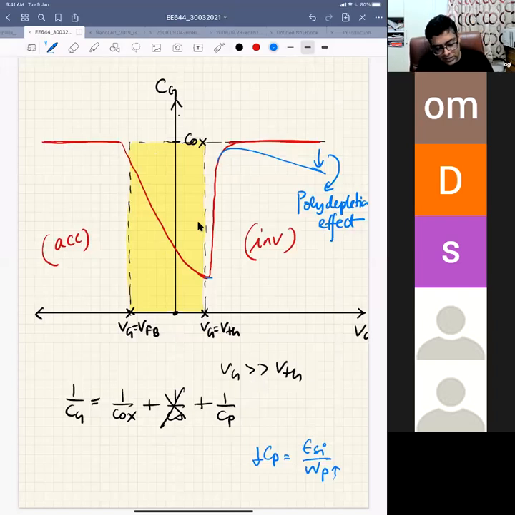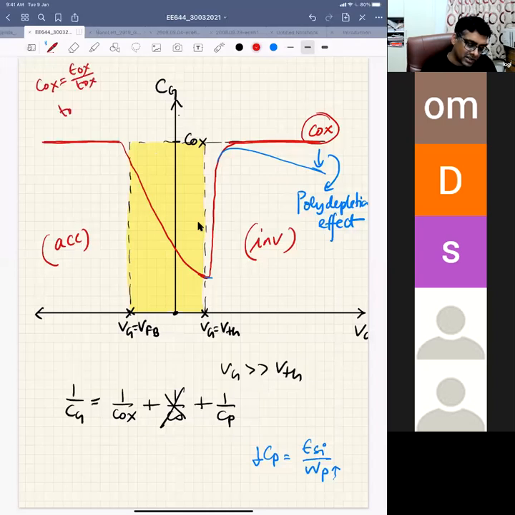Another thing, right? If you are given a MOS transistor and you are told to find out the oxide thickness, or you are given a MOS capacitor and told to find out the oxide thickness, basically you take the CV characteristic, and from the CV characteristic you know that this is my COX, the capacitance in inversion or accumulation. If you measure this COX, then your TOX is nothing but, let me write it down, COX is nothing but EOX by TOX. So your TOX will be EOX by COX, right? This is how you calculate your oxide thickness, right?